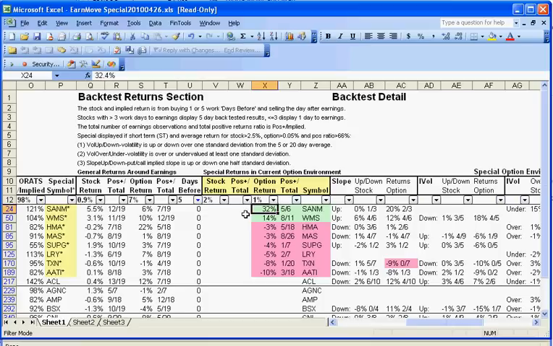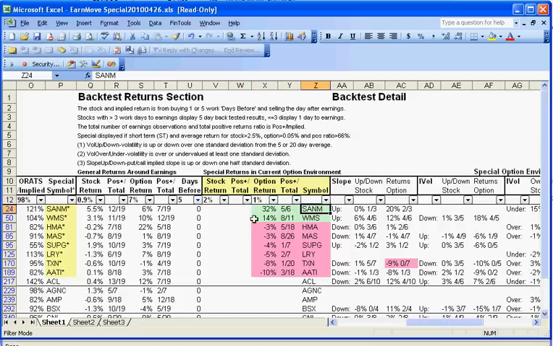So SANM, the slope is up and it's undervalued, and when that has happened in the past, 5 of 6 times you've made money at earnings time. The average is 32% that you've made at that time. So we're going to consider this a good buy.